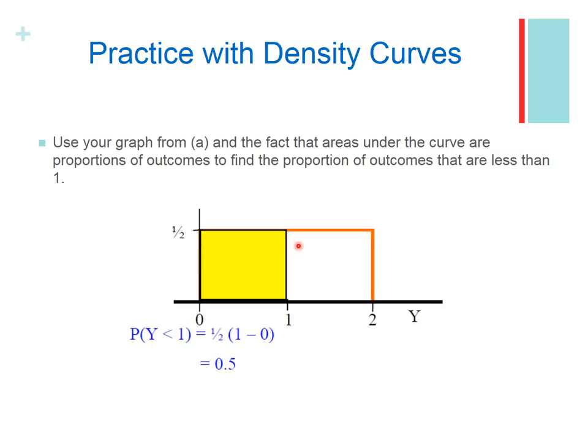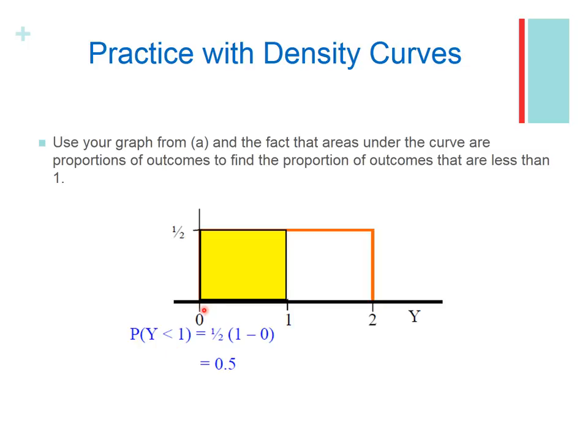All right, so let's take a look. Notice I have this probability statement. I want you to get used to that. We're going to be talking about it later on. Notice how this says the probability that y is less than 1. We defined y earlier to be the proportion of outcomes under the curve. So we want the probability that y is less than 1.